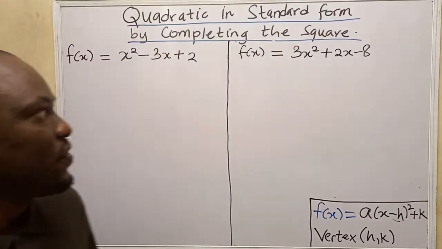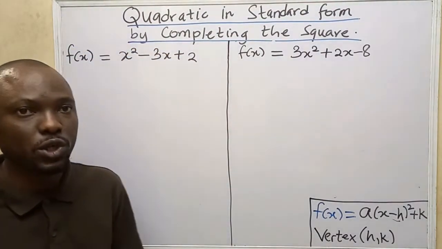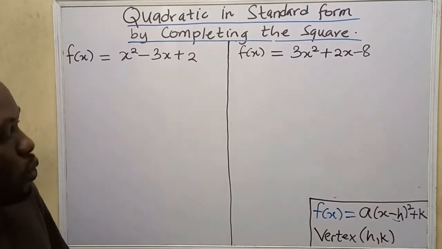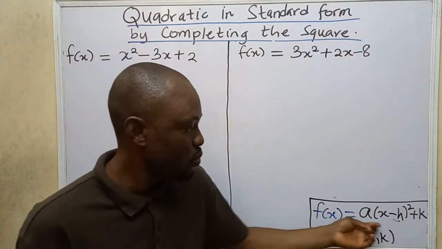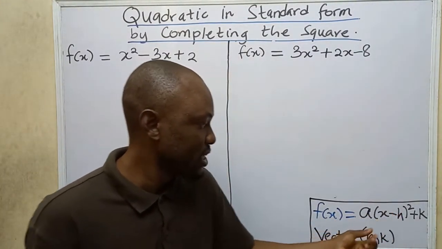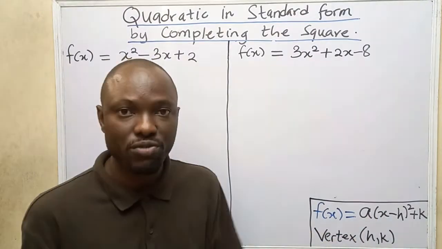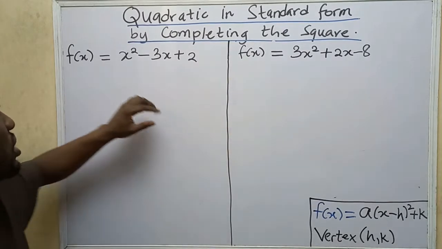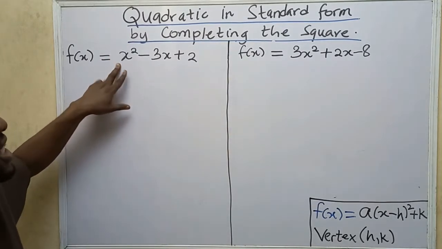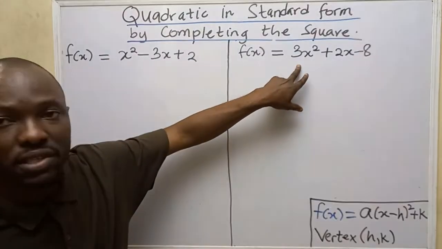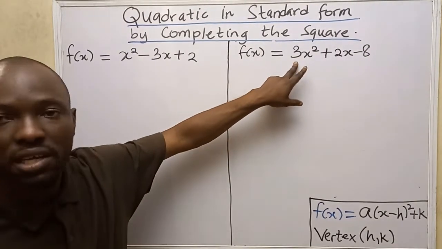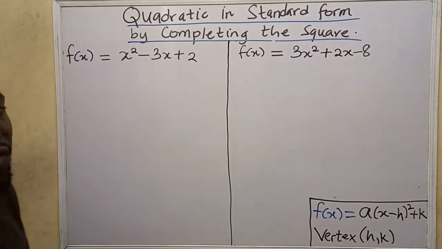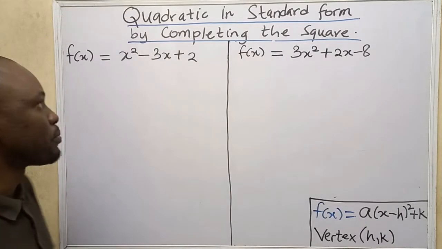Now we have two problems we want to solve by completing the square. If you look at the formula, this is the quadratic function, and then we have the vertex. We want to find the vertex. Now, we have two questions. In the first question, this has a leading coefficient of 1, and then this is the harder question. This has a leading coefficient of 3. So we're going to solve them with two different approaches.